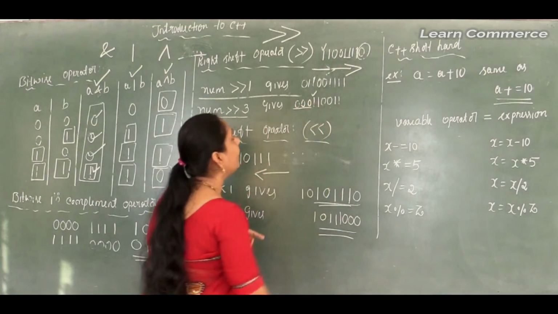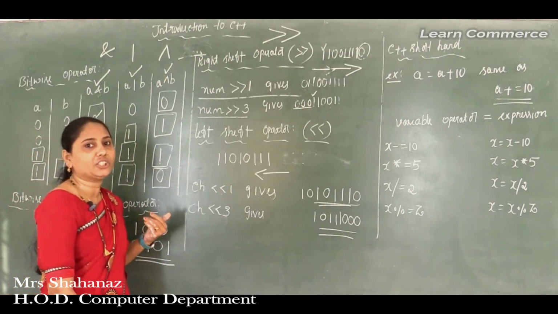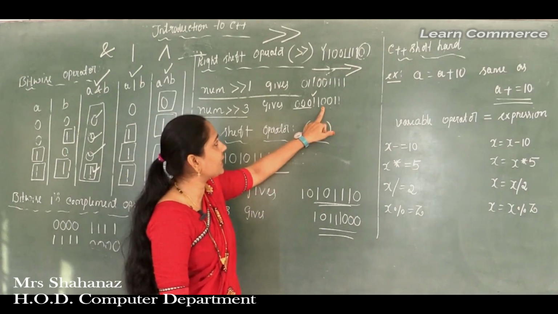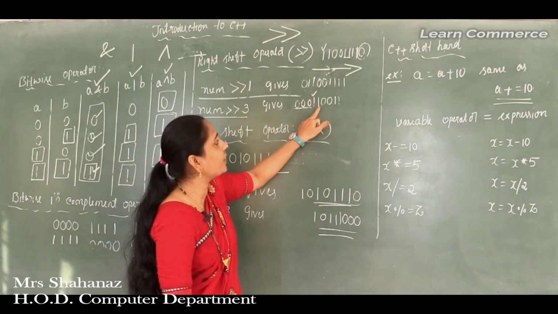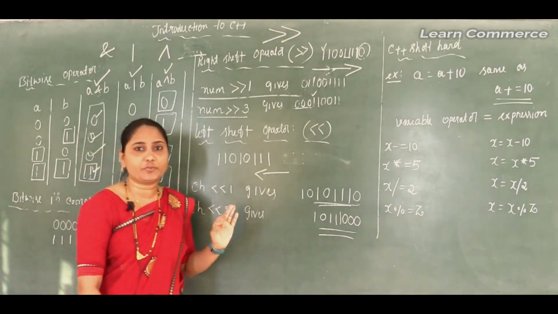Because of this reason, these 0s we need to add to the left side of the number for the right shift operator. So clear this point? So it will give the result as 0 0 0 1 1 0 0 1 1 here. So this is the result of the right shift operator.